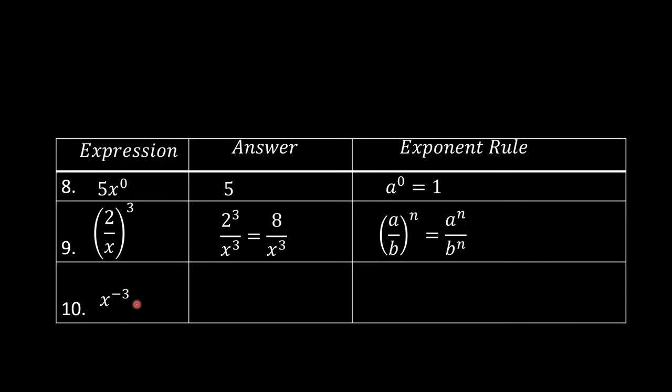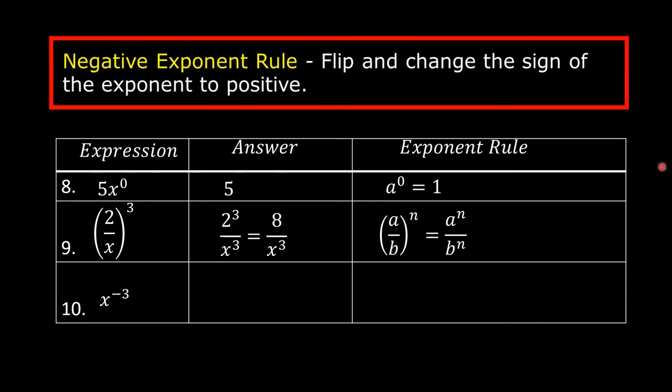Number 10. x raised to the exponent of negative 3. According to the negative exponent rule, flip and change the sign of the exponent to positive. So we are going to flip x raised to the exponent of negative 3 and then change the sign of the exponent to positive. So the answer is 1 over x cubed. The exponent rule in symbols is a raised to the exponent of negative n is equal to 1 over a raised to the exponent of n.